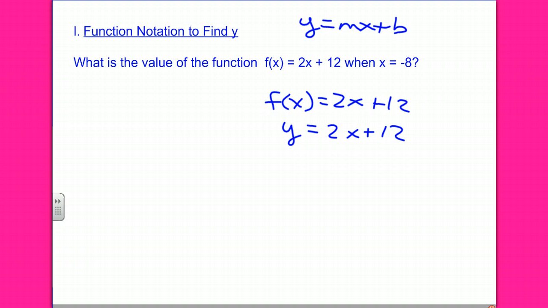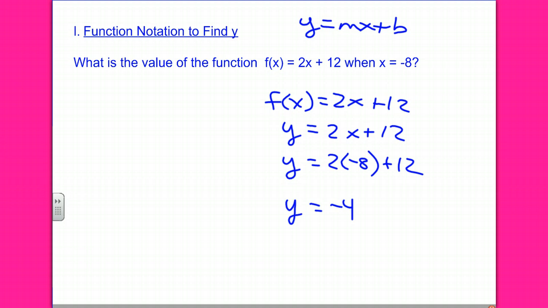We're going to find y if we only input this given x, right? So we can simply input negative 8 for x and find y. Find the value of the function when x is negative 8, right? So what is negative 16 plus 12? Negative 4. Good, negative 4. There it is. Okay? Everyone see?